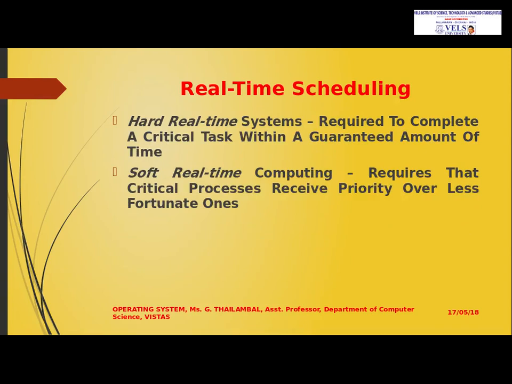What is hard real-time? It needs to be executed only within a particular or stipulated period of time. So the time limit is there, critical timing will be there. Within that timing, it needs to complete its execution. That is a hard real-time system. That type of process will be given to hard real-time systems, and whichever process doesn't need any timing will be given to soft real-time systems.